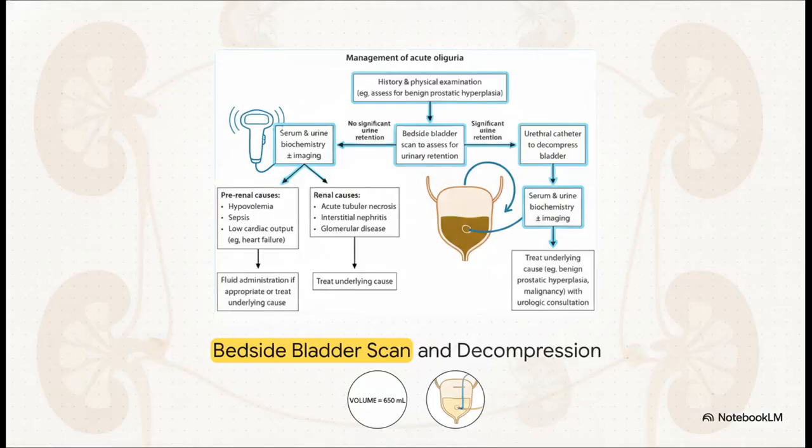If your patient complains of lower abdominal tenderness, urgency, agitation, or an inability to void, especially right after surgery, your immediate next step is a bedside bladder scan. If you find significant urinary retention, you follow that up immediately with a urethral Foley catheter to decompress the bladder.